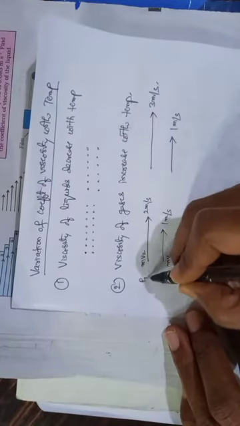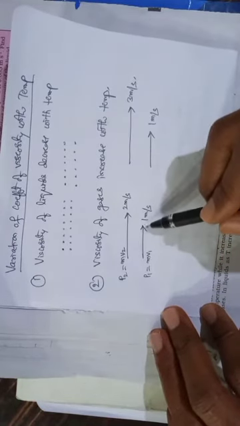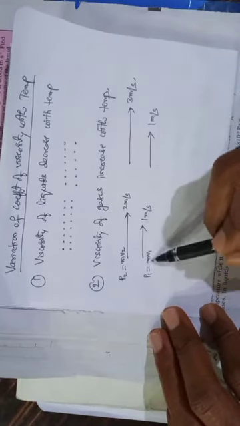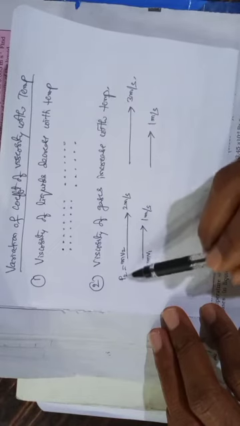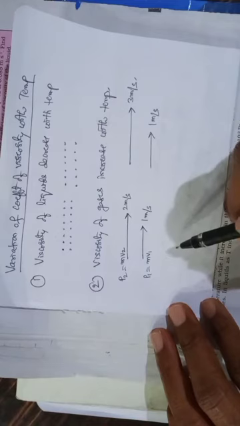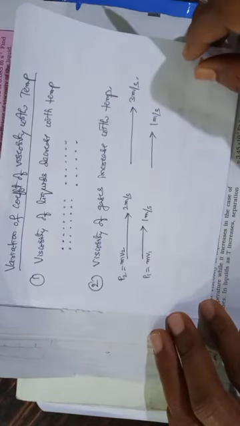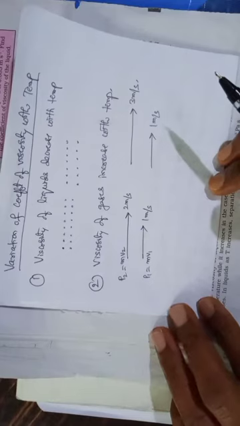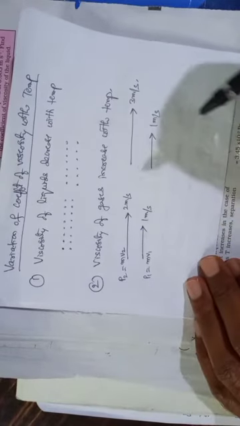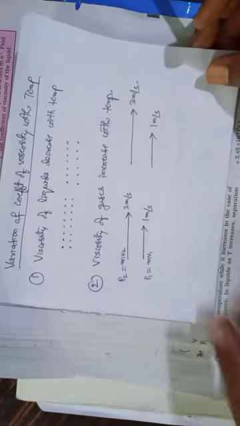This layer is having momentum p2. Momentum means mass into velocity. This layer's momentum p1 is equal to mv1. This layer's momentum p2 is equal to mv2. So when temperature increases, the momentum transfer increases. Therefore, the coefficient of viscosity increases.